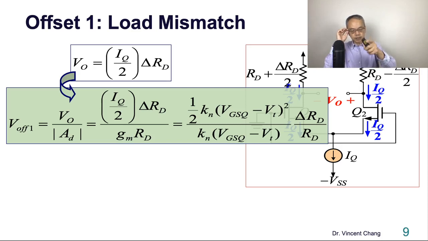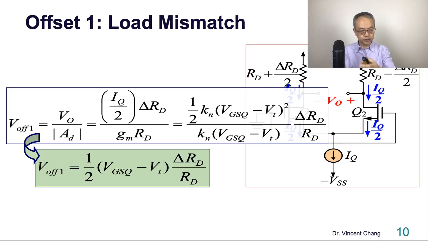So a lot of stuff got canceled. Kn (VGS minus threshold voltage) got canceled. So here's the answer. The first offset voltage is half overdrive, fractional change. You want to put this on your note. What do you mean by the overdrive? The driving voltage VGS, the part over threshold voltage. If the threshold voltage is 1 volt, VGSQ is 1.5, and 0.5 is the overdrive. So half overdrive, fractional change.